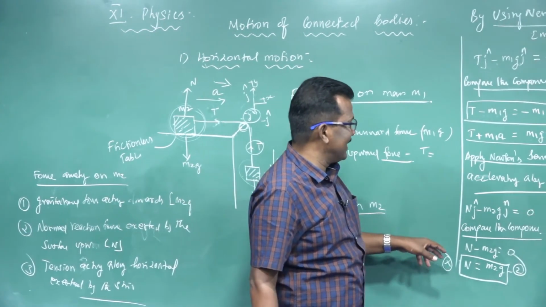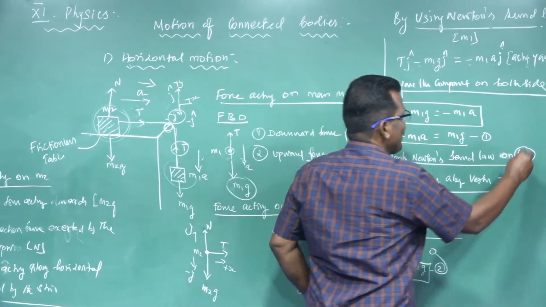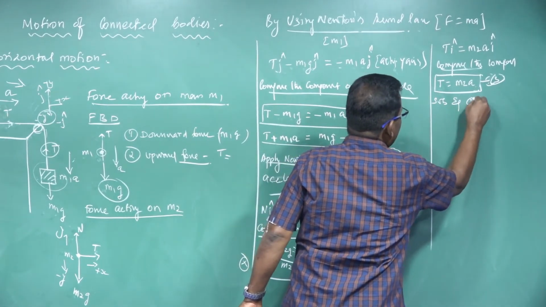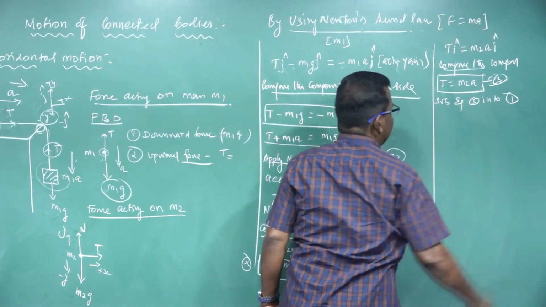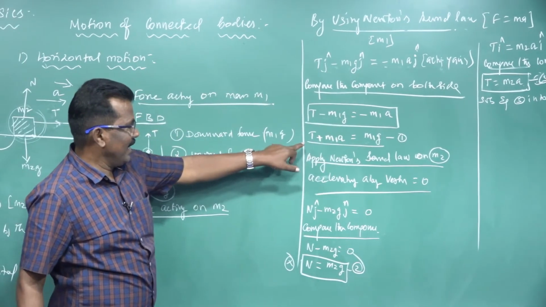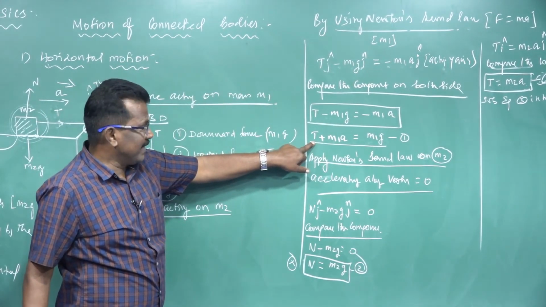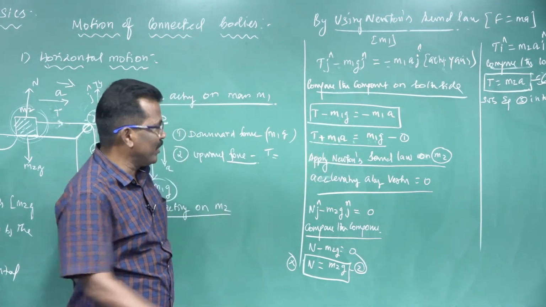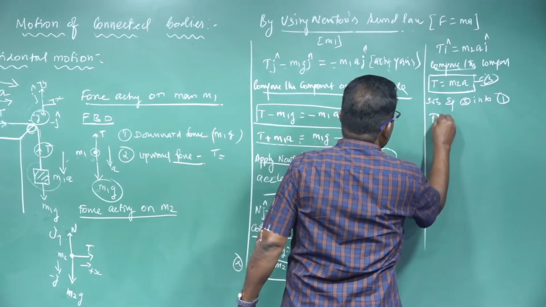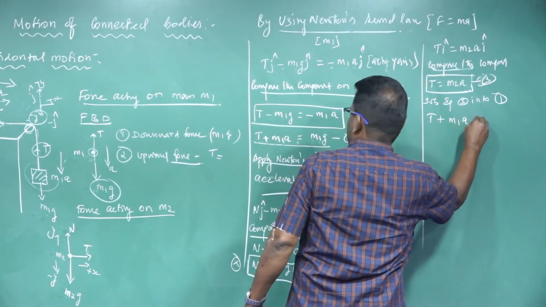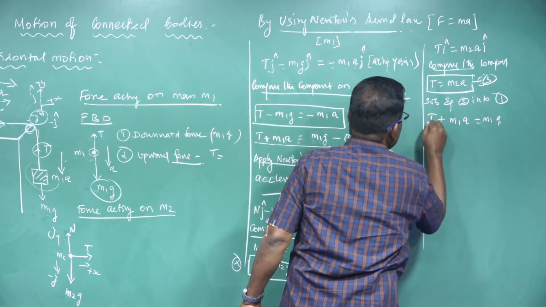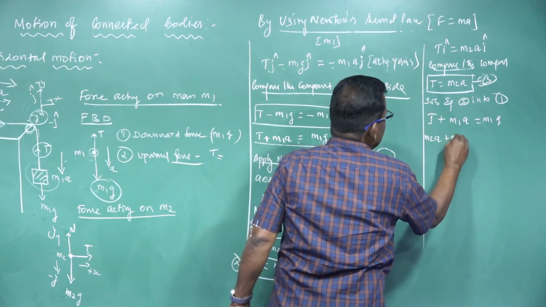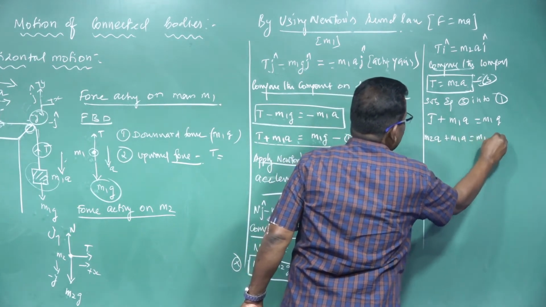But what is the acceleration? Substitute equation 3 into equation 1. The first equation is T plus m1a is equal to m1g. Substitute T is equal to m2a in this equation. So m2a plus m1a is equal to m1g.